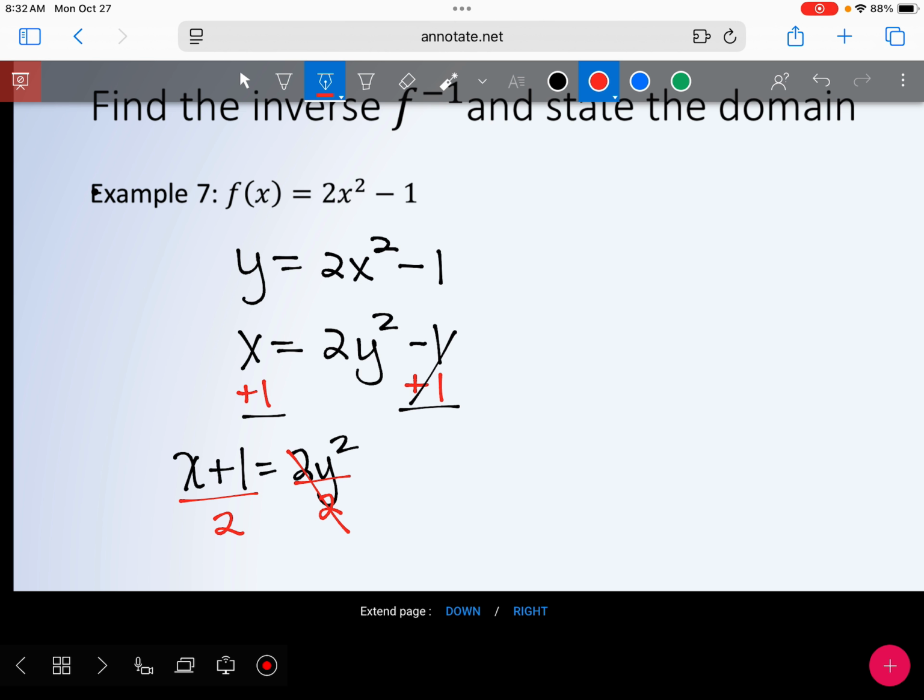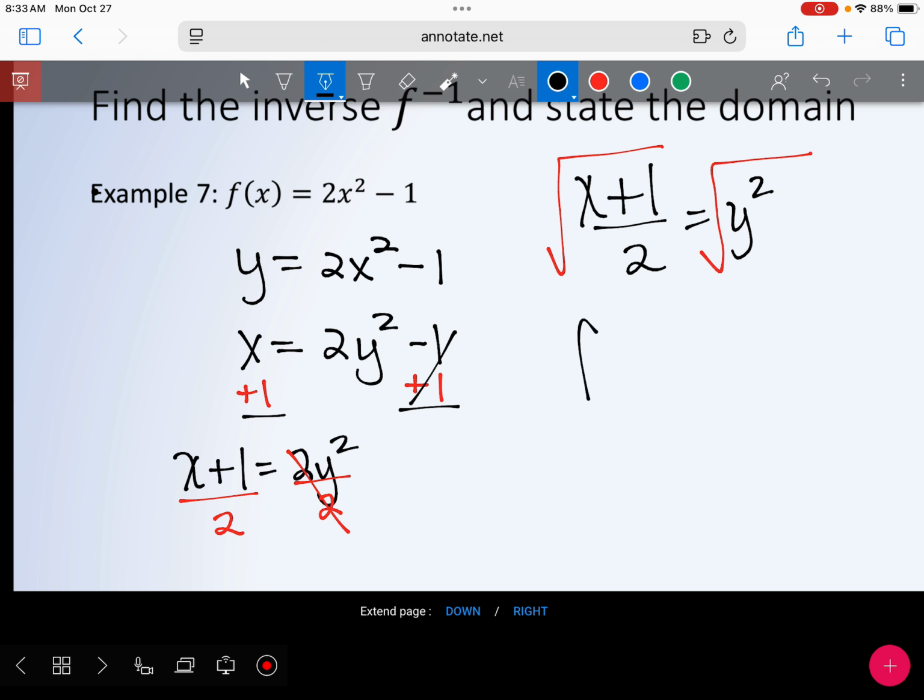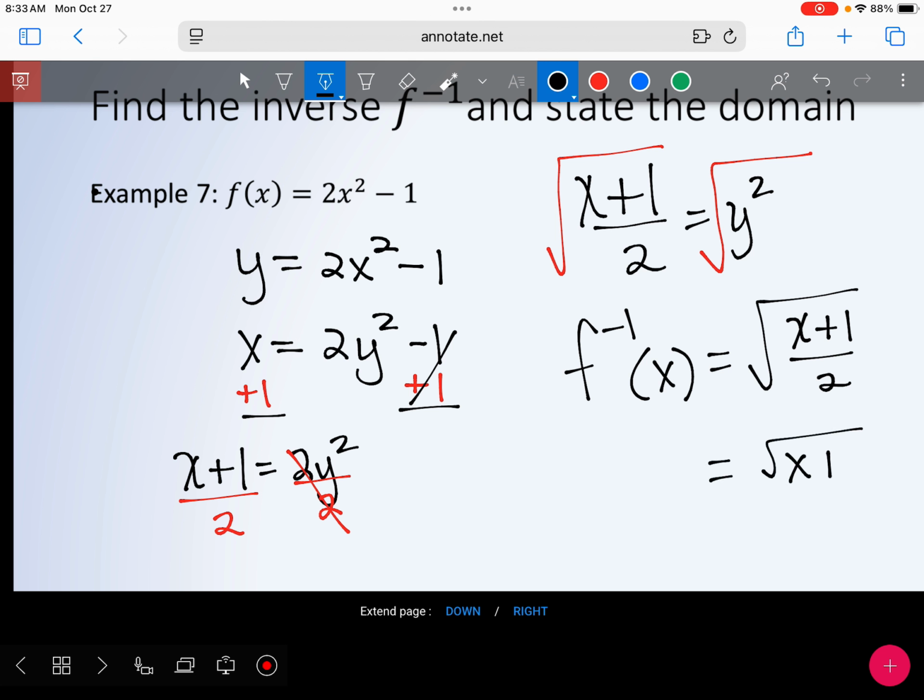So now I have x plus 1 over 2 equals y squared. And then my last step is to take the square root. So that is going to give me that my inverse function is the square root of x plus 1 over 2. Now in college, this would not be acceptable though, because you're never supposed to have a square root in your denominator. So what this would really look like, you would have to do a little bit extra work.